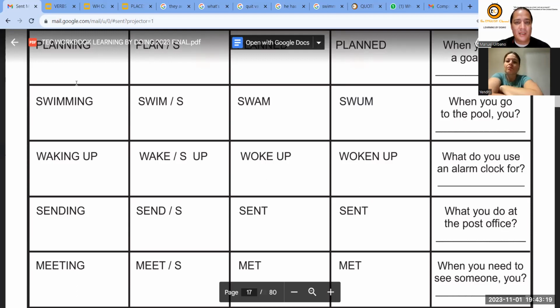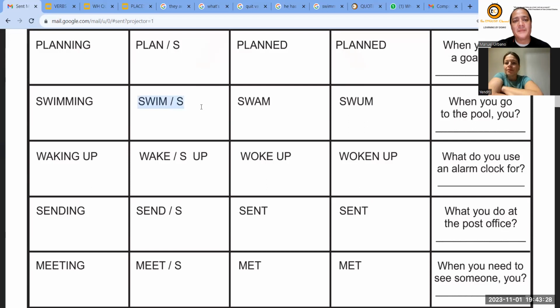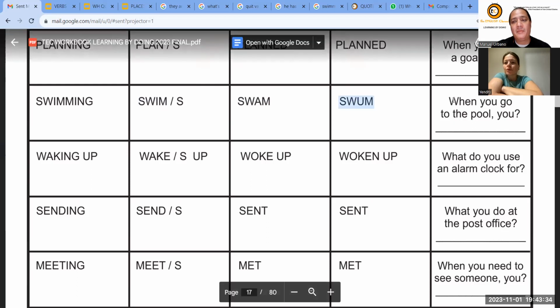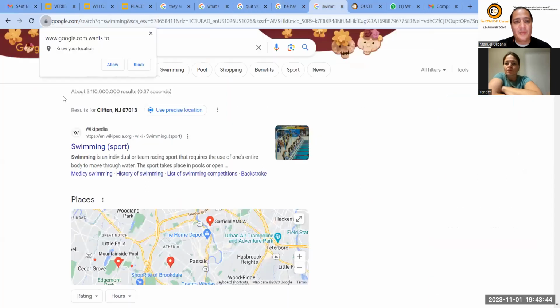So let's practice our next verb. Please repeat. Swimming. Swim. Swims. Swam. Swum. And the tip is when you go to the pool, some people swim, some people don't, but that's usually what you do. Now let's take a look at our images.